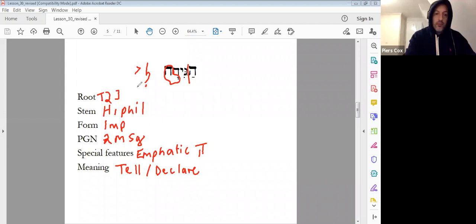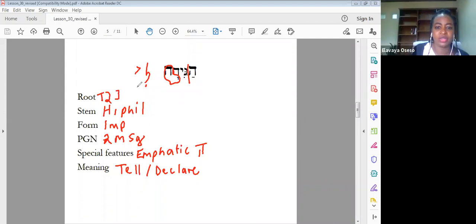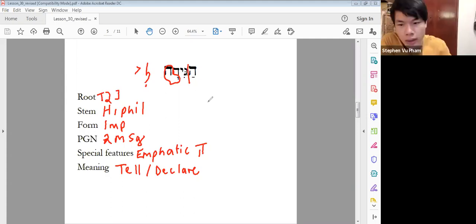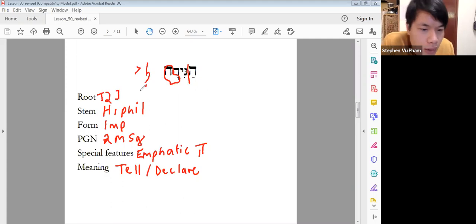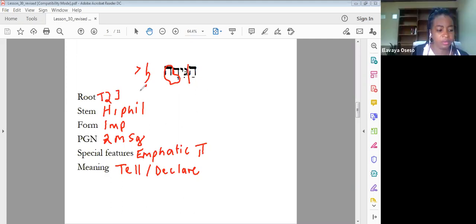Stephen, can you translate it for us? These two, the phrase Hagidali. Tell me. You tell me. Something like that. Okay, so start with this and then here. So you tell me.